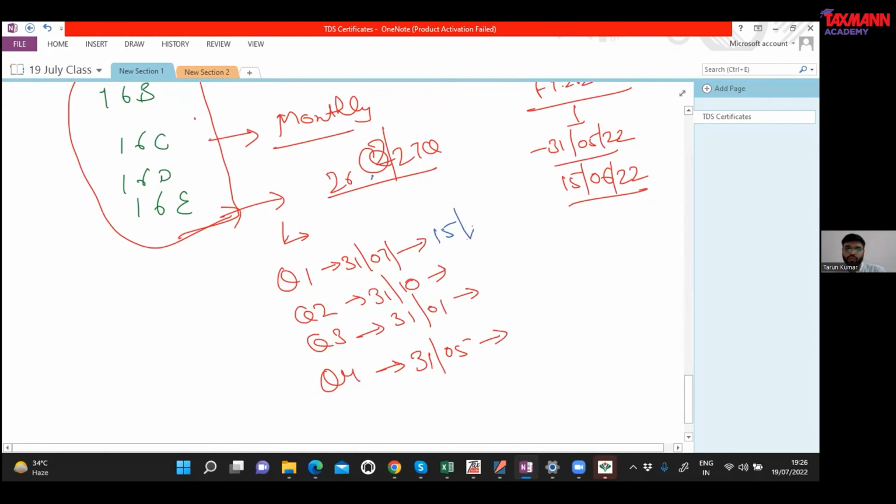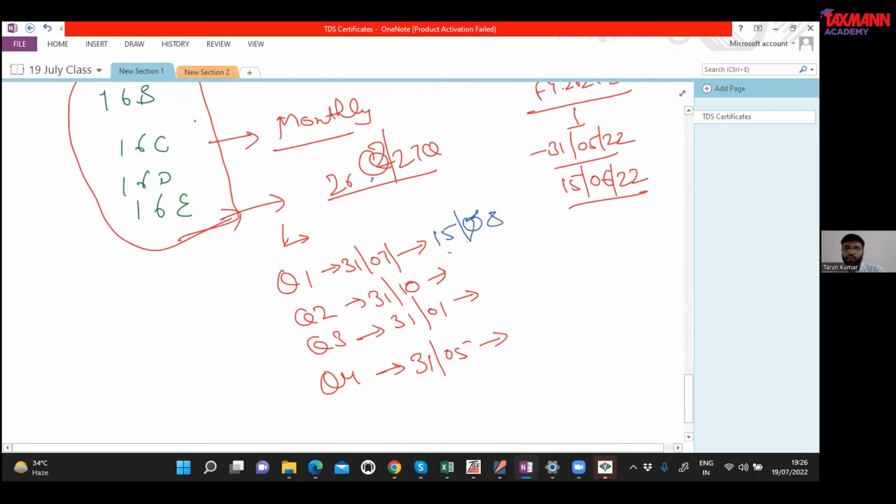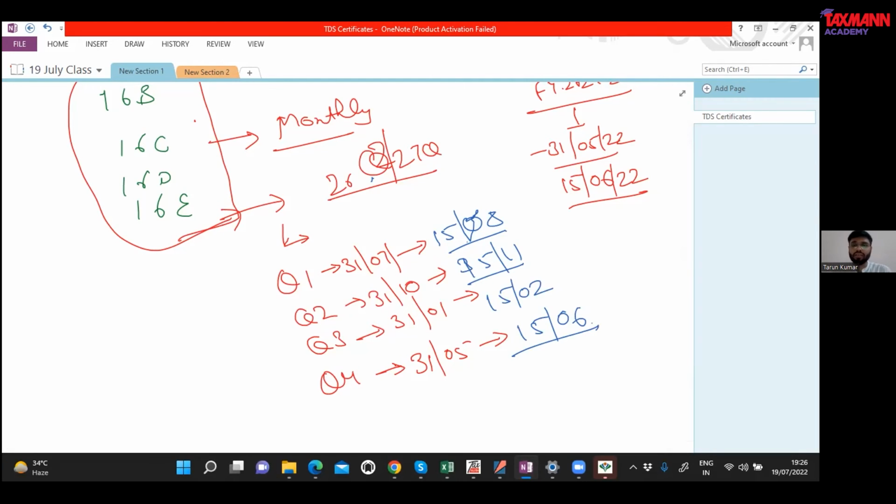So it is to be issued by 15th of August, then 15th of November, then 15th of February, then 15th of June, right? 15 days from the due date of filing of that TDS return, the TDS certificates in Form 16A are to be issued. So Form 16 and 16A are clear, right?